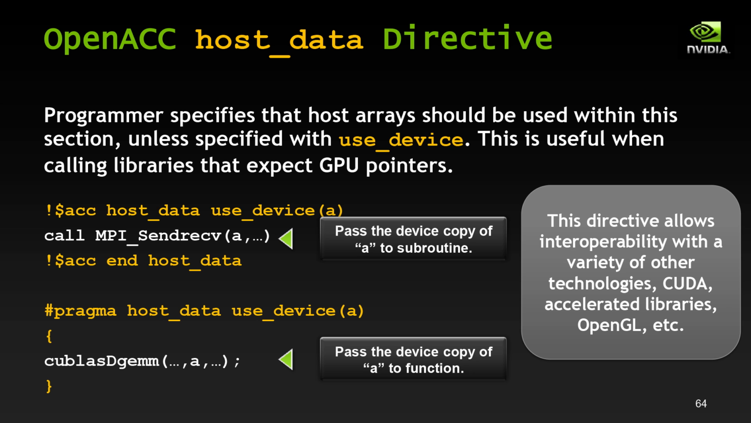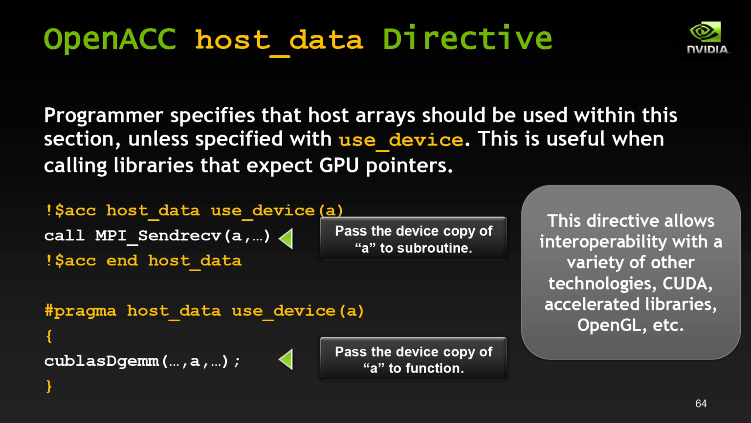So it's not intuitive, right? We're using the opposite terminology here. Host data says everything inside of this region is the host copy, the CPU copy of my arrays, unless I specify otherwise. And I specify otherwise with the use_device here. So ACC host_data use_device of A, and now MPI send receive, which is just a standard MPI call, is going to get the GPU copy of A.